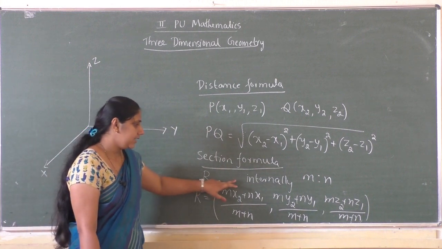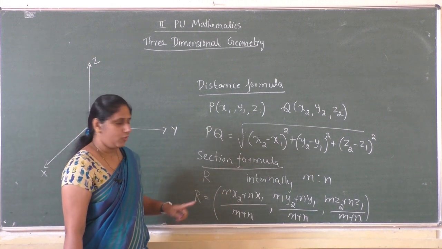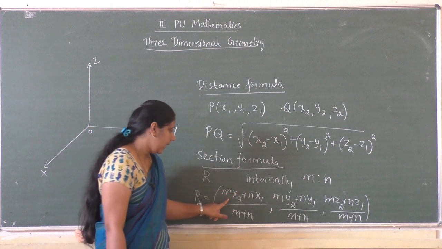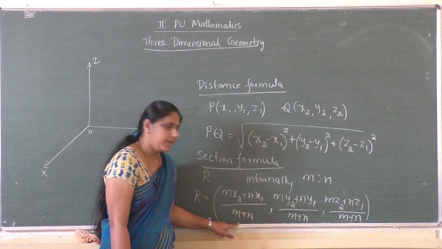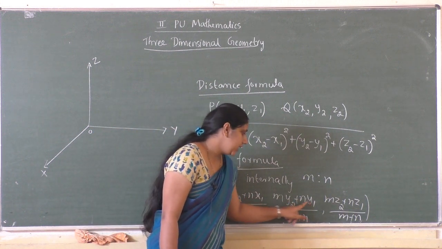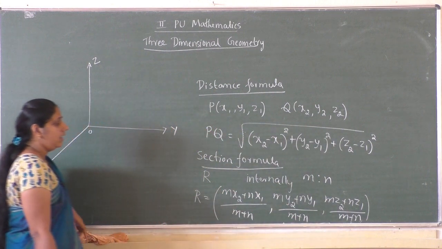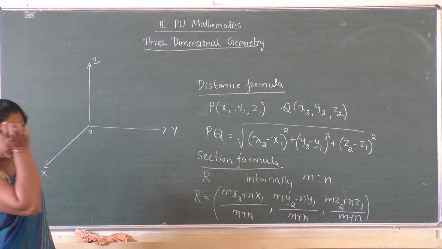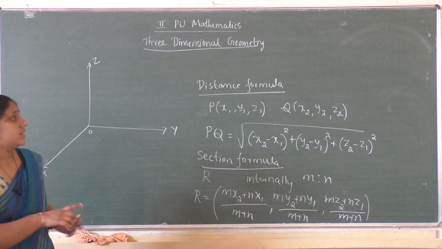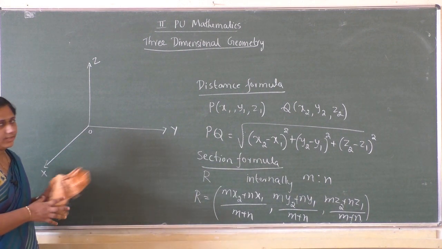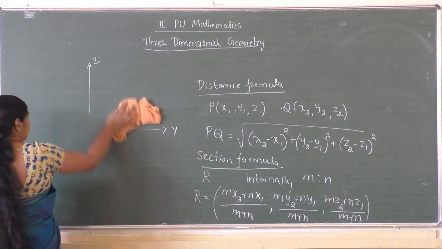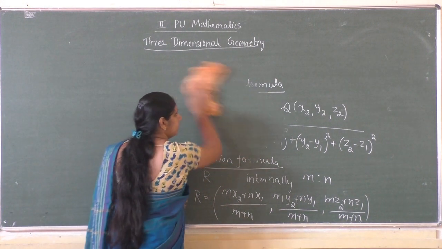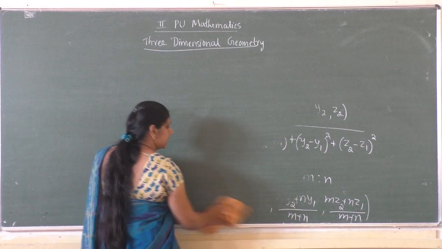So this is internally. What about externally? The formula changes: (mx2 minus nx1) divided by (m minus n), (my2 minus ny1) divided by (m minus n), and (mz2 minus nz1) divided by (m minus n). So these are the things we studied in first year 3D chapter, right? Just remember these formulas.